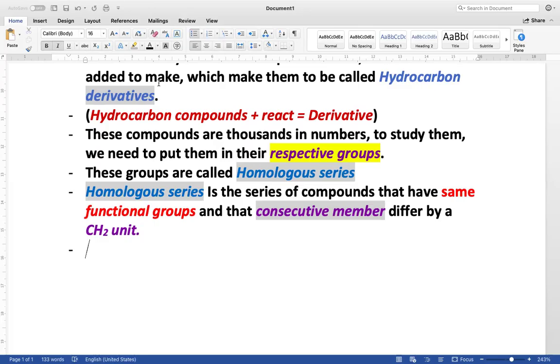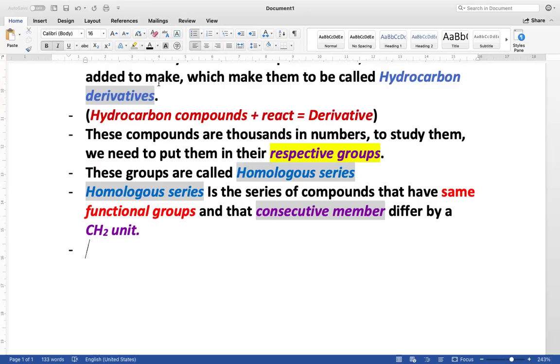Now, those that will be following each other, the only difference we need to see between them is one carbon and two hydrogen only. Remember from the beginning, we are saying that we are studying mostly compounds that contain hydrogen and carbon. There will be thousands of hydrogen atoms. There will be thousands of carbon atoms.